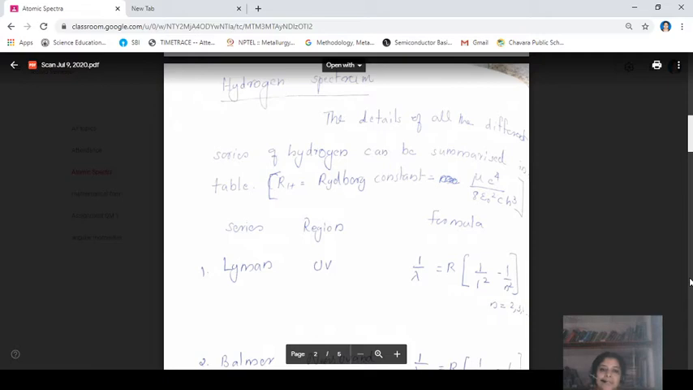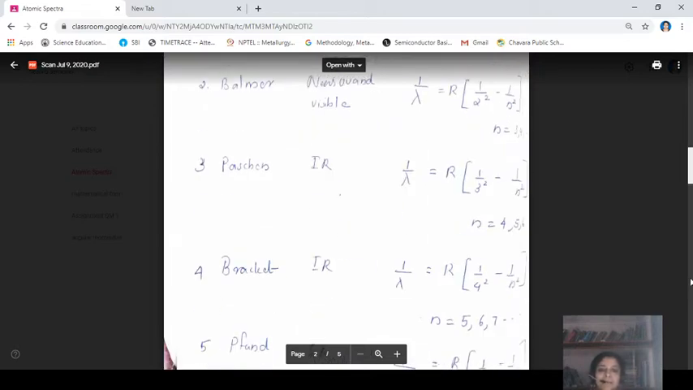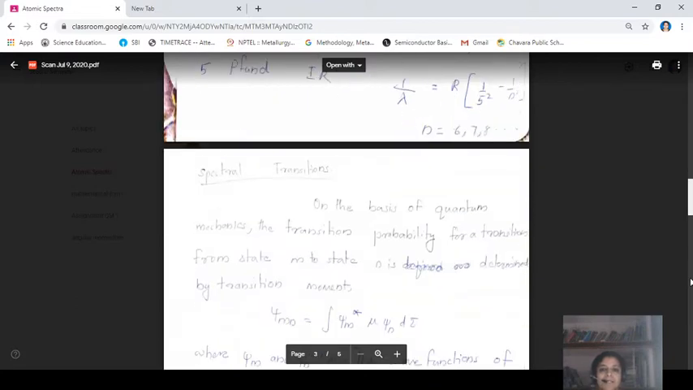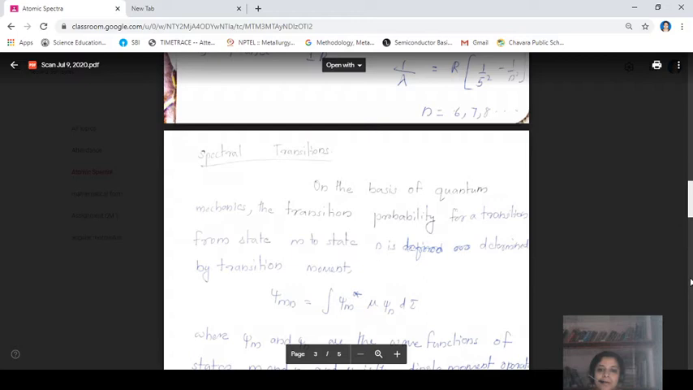As you know, the spectrum, you have already studied in your plus 2 class. The hydrogen spectrum mainly contains 5 series. They are Lyman series, Balmer series, Paschen series, Brackett series and Pfund series. Now we'll go for a quantum mechanical view of the various spectral transitions that take place in the hydrogen atom.